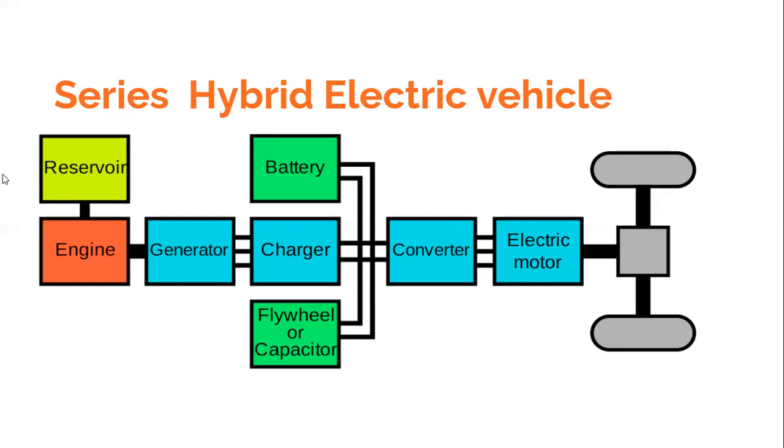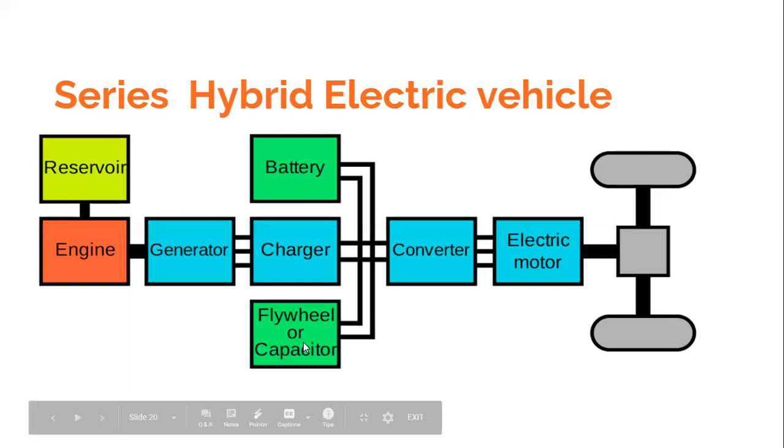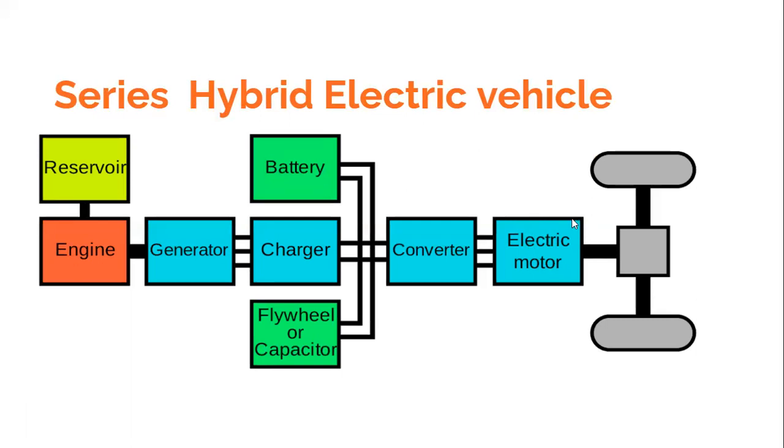You see that the engine is connected to the generator, and this provides the electrical power. This is a charger, okay? It's charger, battery, and a flywheel or a capacitor. So the engine is assisting this electrical motor, and this electrical motor is the one which drives the wheels. Okay, so just remember this configuration. Now we will move to the next configuration, which is the parallel hybrid configuration.